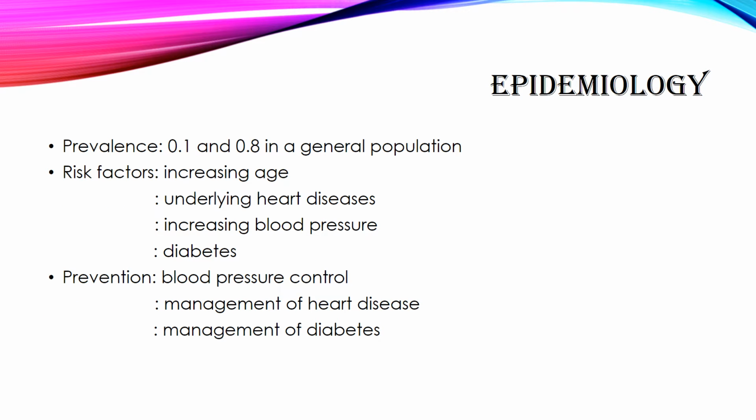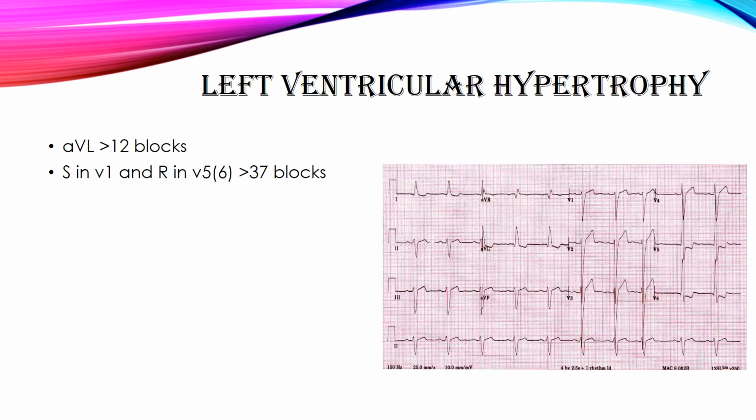The prevalence is 0.1 and 0.8 in the general population. Risk factors being increasing age, underlying heart diseases, as well as increased blood pressure. Prevention includes blood pressure control as well as managing underlying heart disease.